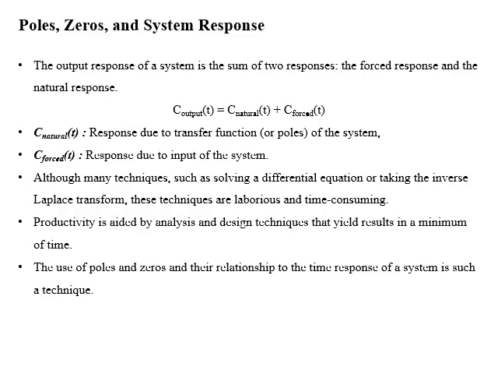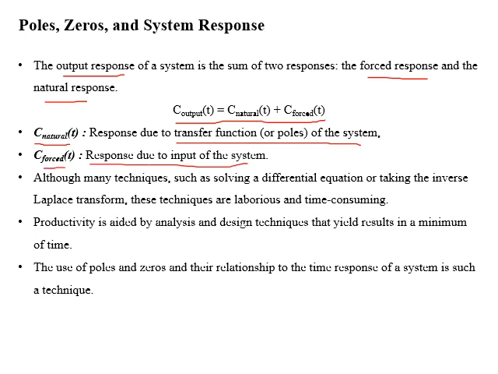Dear students, output response of a system is the sum of two responses. One is forced response and second is natural response. Now, natural response is due to transfer function or due to the poles of the system, whereas forced response is due to input of the system.